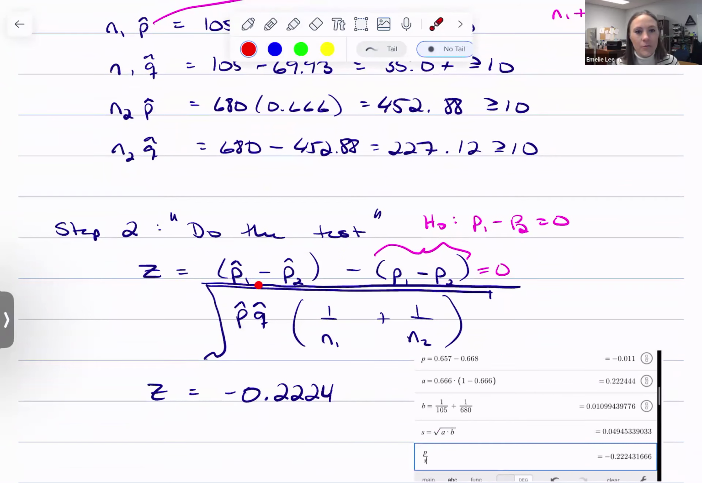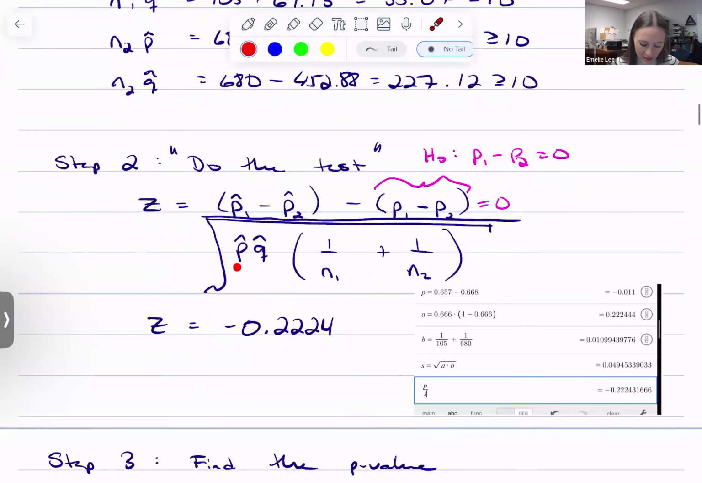We want to know how far is the observed difference in proportions from zero, right? Because we do all our testing assuming H naught is true, and so H naught is always going to be that P1 minus P2 is equal to zero. And so this is always zero. That's why it's not even on your formula sheet, because it's always going to be zero. P hat is the pooled proportion, right? Just as a reminder. And then Q hat is 1 minus P hat, of course.